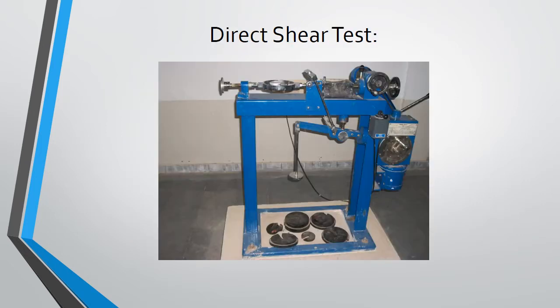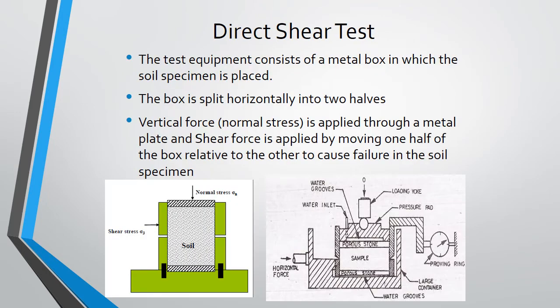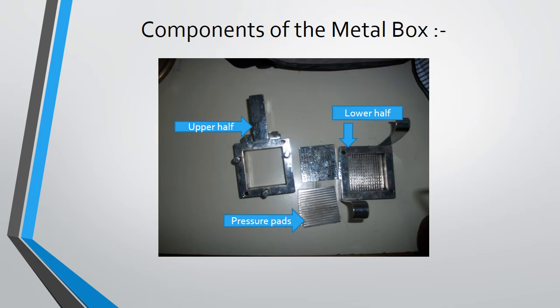Now the direct shear test. It is used to evaluate the c and phi properties of the soil or the backfill. The test equipment consists of a metal box in which a soil specimen is placed. The box is split into two halves. A vertical force or normal stress is applied through the metal plate, and the shear force is applied by moving one half of the box relative to the other to cause a failure in the soil specimen. Components of the metal box: here you can see the upper half and the lower half separated, and the pressure pads are applied perpendicular to the force.